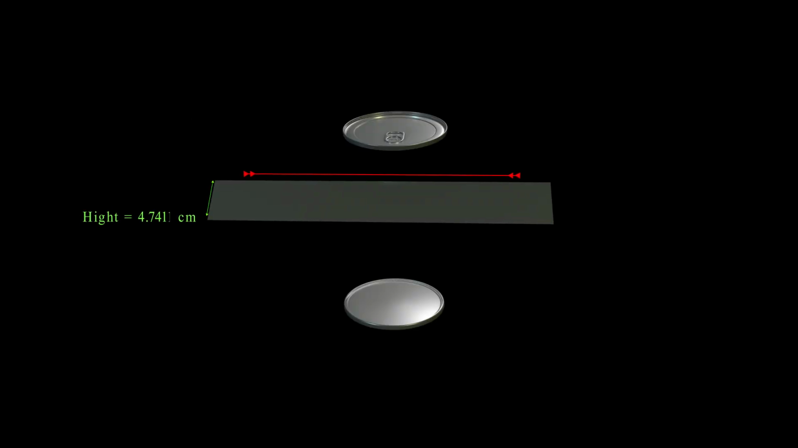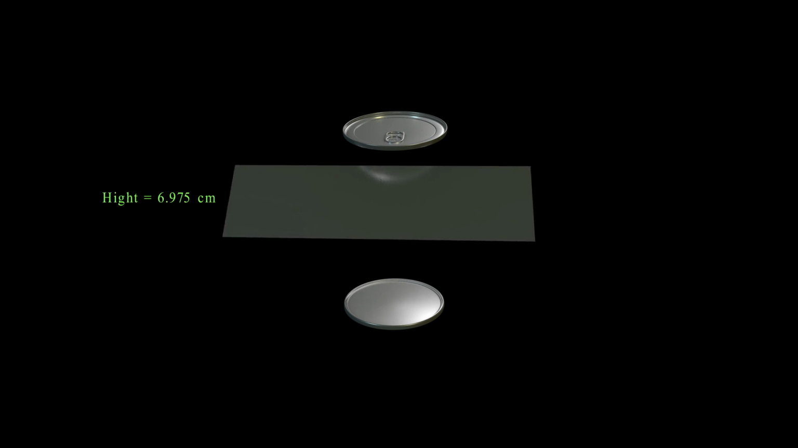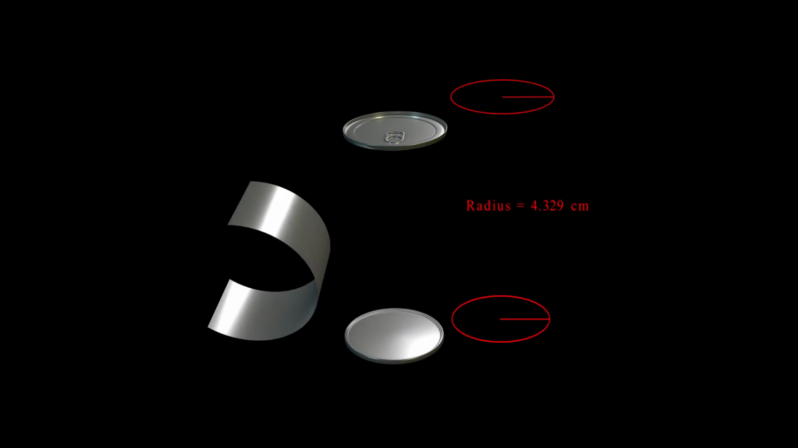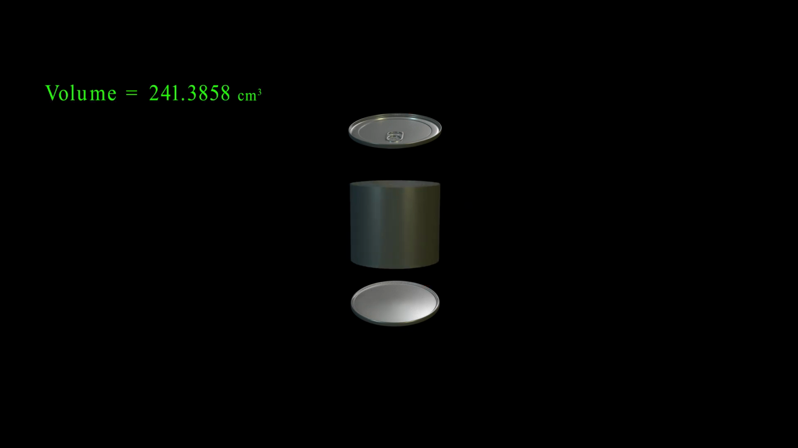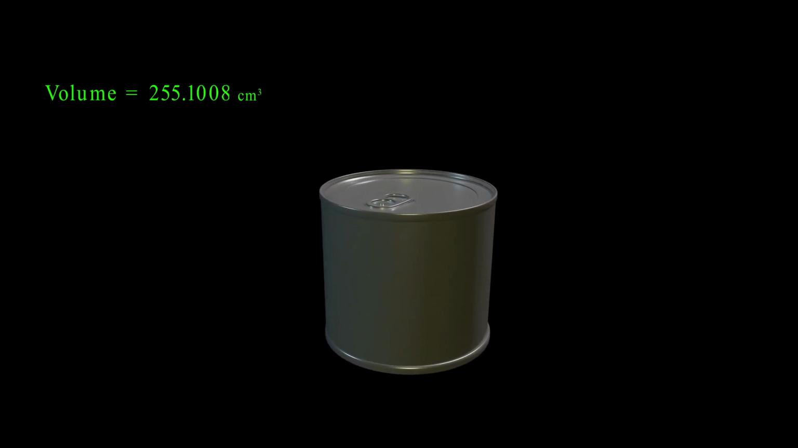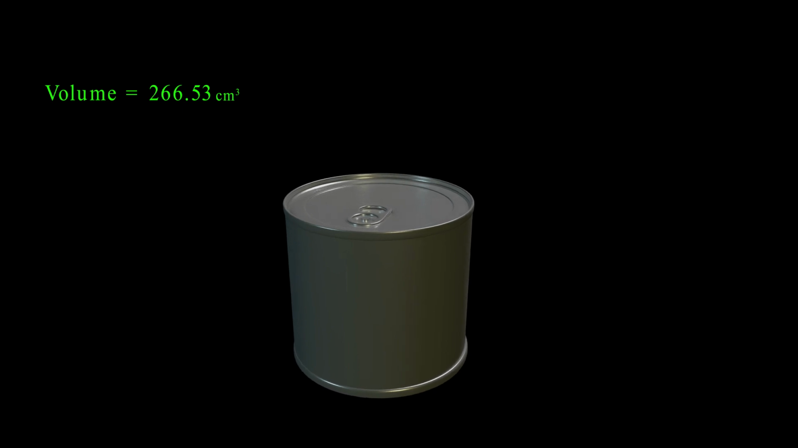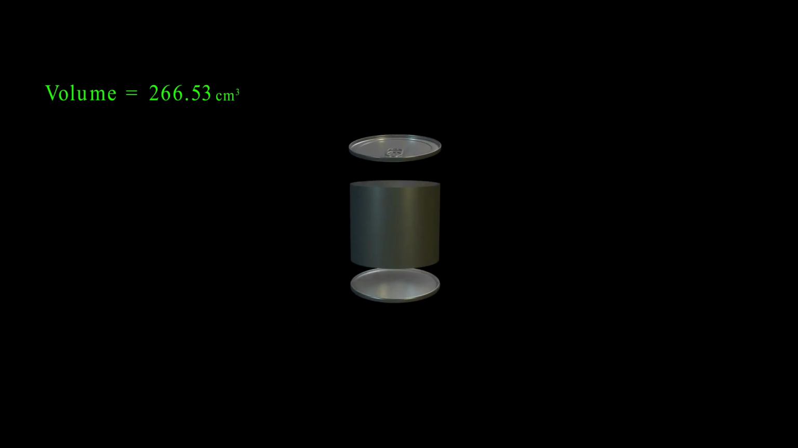The height of the tuna can increased from 4.1 centimeters to 6.975 centimeters, and the radius of the tuna can decreased from 4.329 centimeters to 3.488 centimeters. The volume of the optimized can of tuna increased from 241.3858 centimeters cubed to 266.53 centimeters cubed, which can hold more tuna in comparison with the original tuna can.